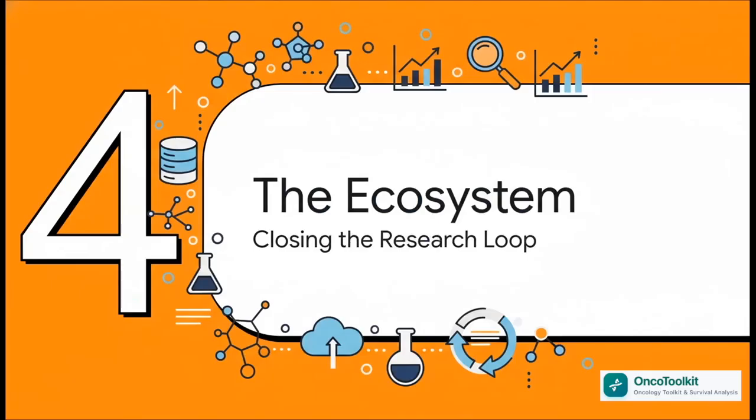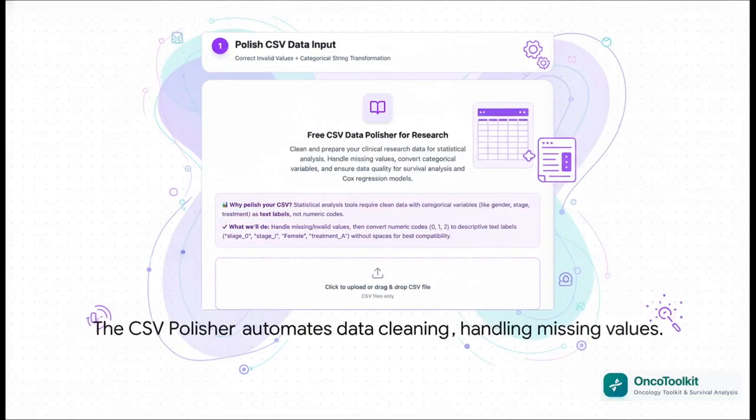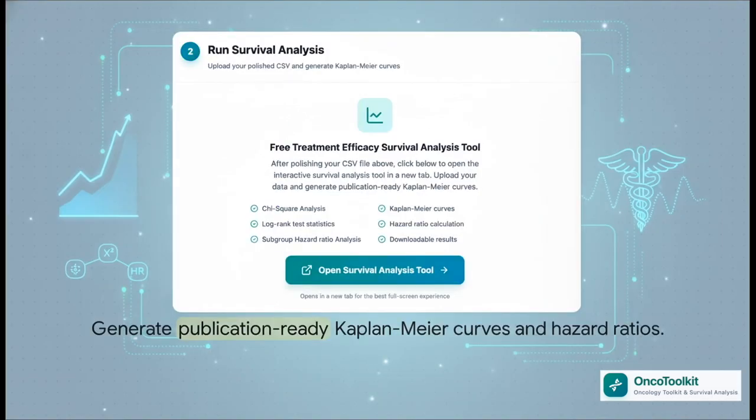And that brings us to the whole shebang, the full Oncotoolkit ecosystem. It's so much more than just a calculator. It gives you the tools you need to close the entire research loop, taking you from clinical data capture all the way to a new discovery. The first step in that loop is the CSV polisher. Okay, so if you've ever done research, you know the absolute headache that is data cleaning. Well, this tool automates it. It handles missing values, converts those numeric codes into text labels, all the tedious stuff, getting your data set ready for real statistical analysis.